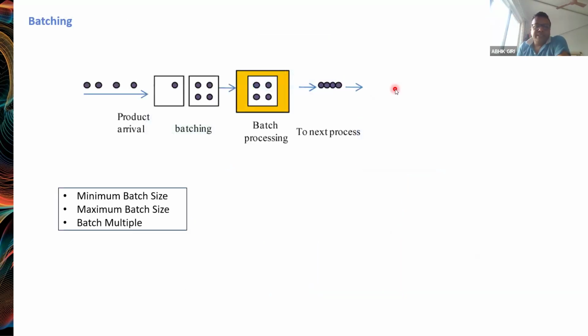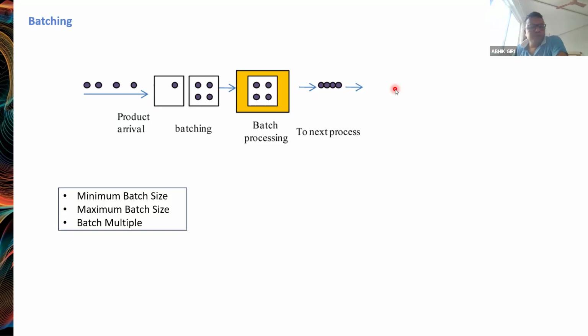So first, coming to batching. Batching is when you need to use a specified number of products, and not more or less. I mean, it could be more or less, but on one side only. For example, minimum batch size, maximum batch size, and batch multiple could be some of the metrics in batching. Batch size is also sometimes referred to as lot size.